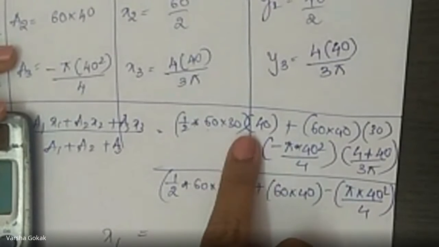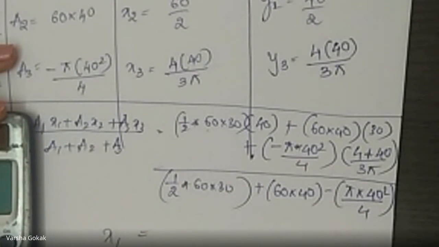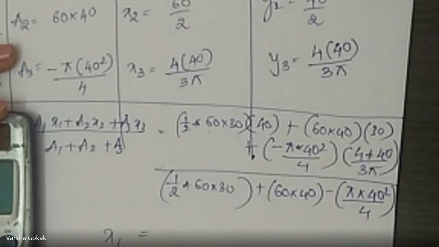You can do it one by one. 0.5 into 60 into 30 into 40, minus 60 into 40 into 30. Is it going into negative?